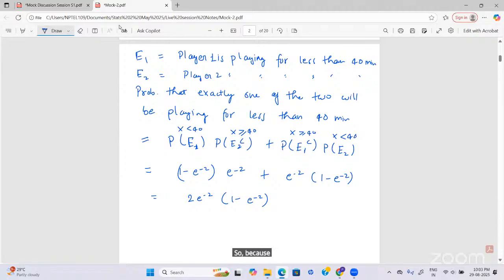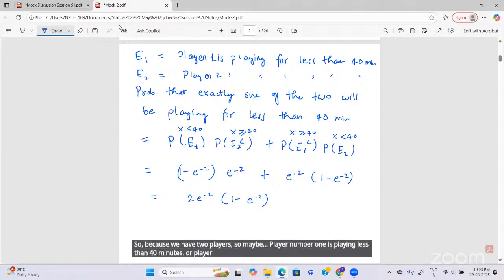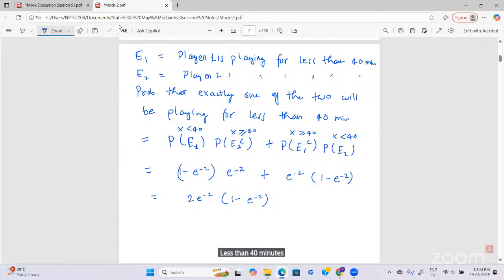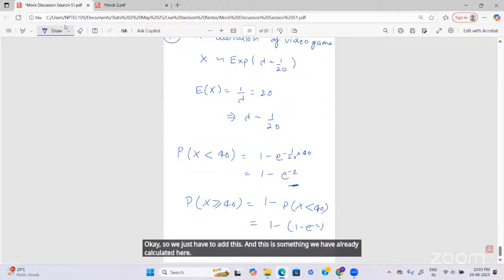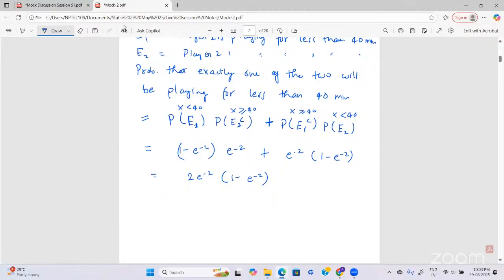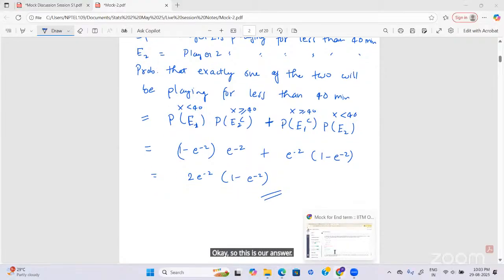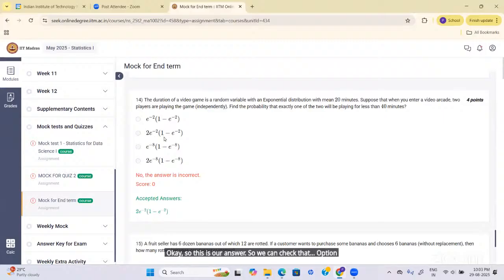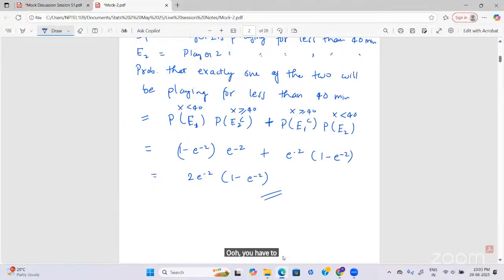Because we have two players, maybe player number 1 is playing less than 40 minutes, or player number 2 is playing less than 40 minutes. So two scenarios can be there, right? This is for player 1 and this is for player 2. So we just have to add these, and this is something we have already calculated here. So this is our answer, and we can check option number B or 2. How do we multiply by 2? I don't understand that. You have to add it, we have two terms, right?